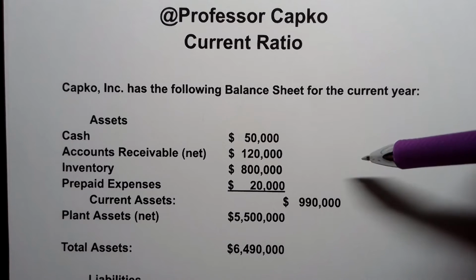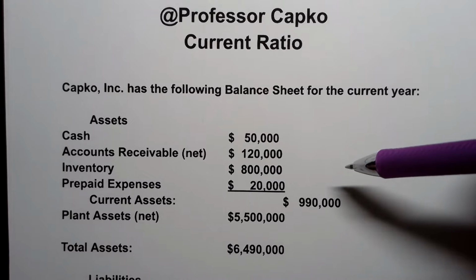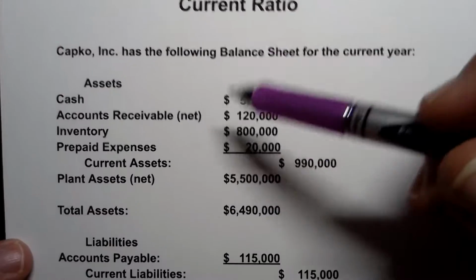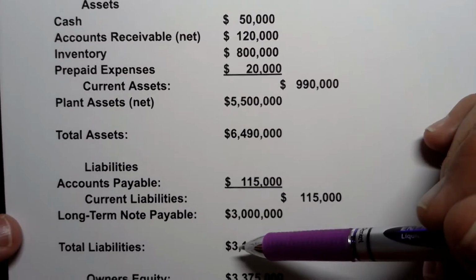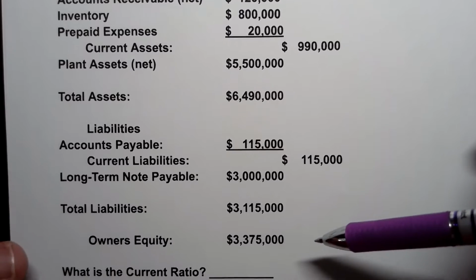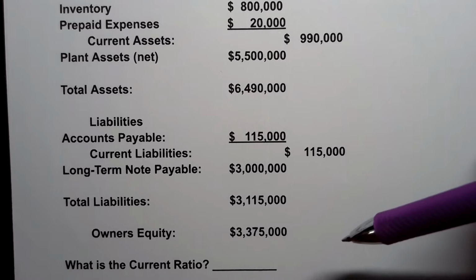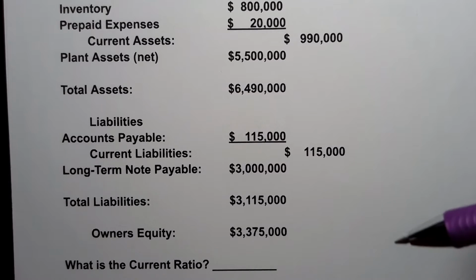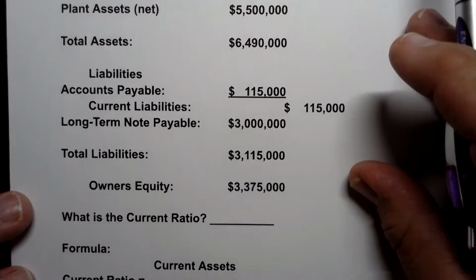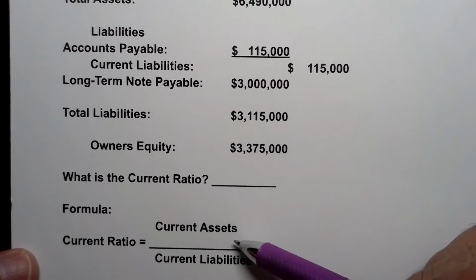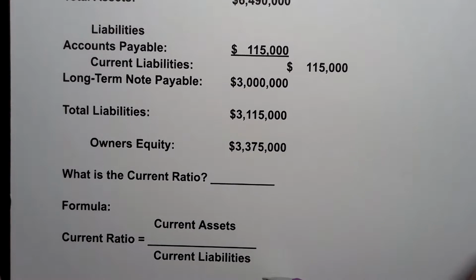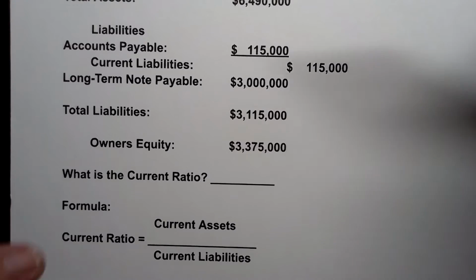In this example here, we're going to look at a balance sheet for a company and calculate the current ratio. We've got the assets, the liabilities, and the owner's equity listed here. And we're asked to find the current ratio for the company. Let's look at what the formula is for current ratio. Current ratio is the current assets divided by the current liabilities. Let's talk about what current assets are and current liabilities.